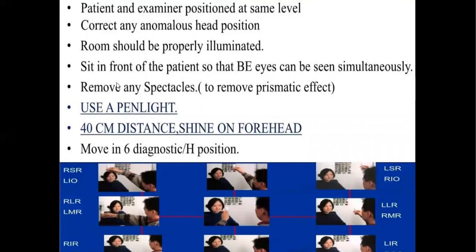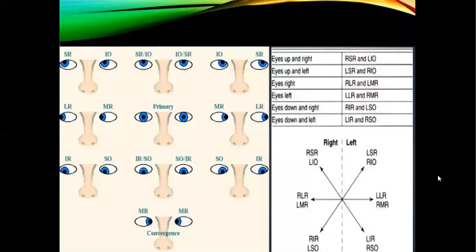So how to examine the eye movements? The patient and examiner must be positioned at the same level. Then any abnormality in head position must be corrected. You have to sit in front of the patient. You have to remove any glasses, and then you have to use a pen light. At a distance of 40 centimeters, you shine it on the forehead, and then you move the light in all directions: towards right, then right and up, right and down, then left, left and up, and left and down. So this will test all the binocular movements. I have already discussed which muscles are causing which movement, so I'm not going to discuss it here again.